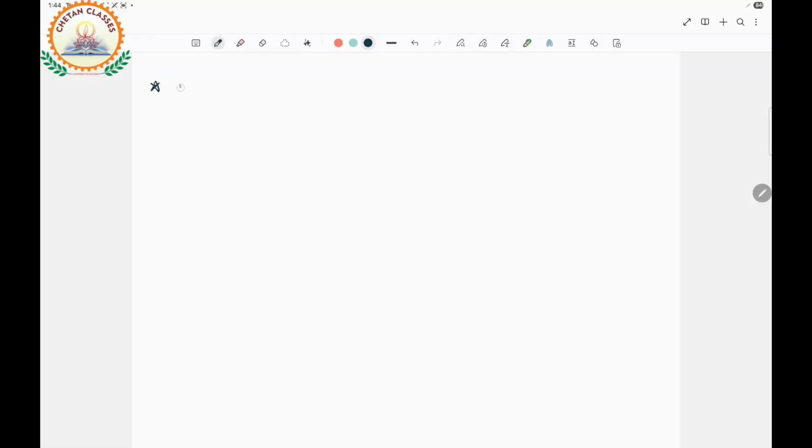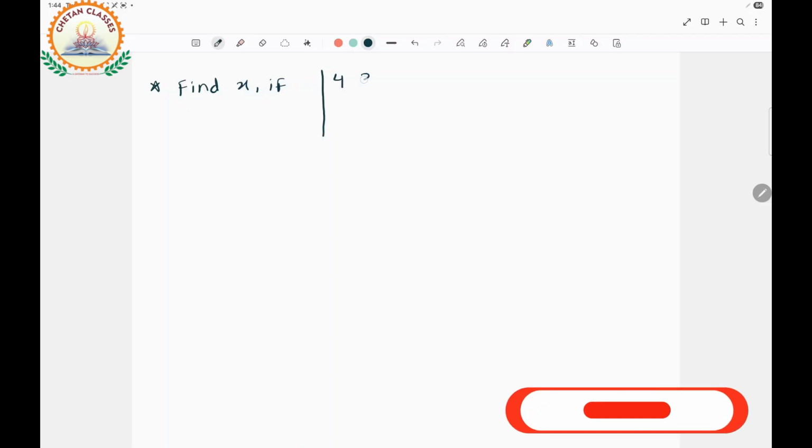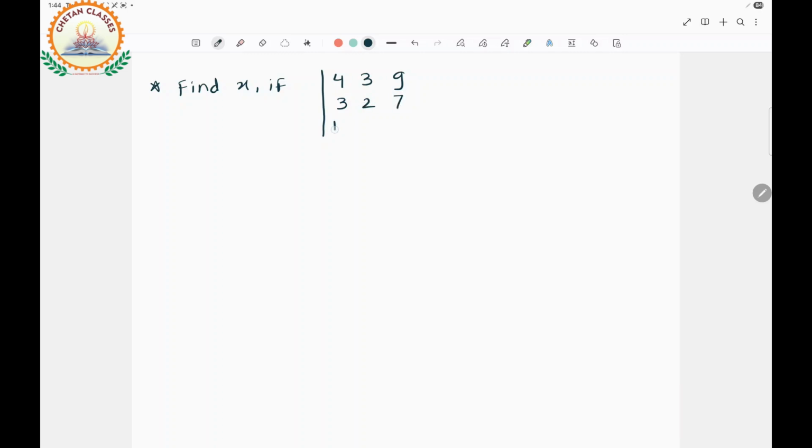Now, next example: find x if the determinant of order 3x3, 4 3 9 / 3 2 7 / 1 4 x, is equal to 0. So this is the determinant of order 3x3. So D is equal to 0. D means this given determinant, that is the determinant of 4 3 9 / 3 2 7 / 1 4 x, is equal to 0.